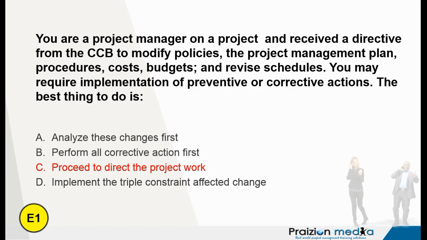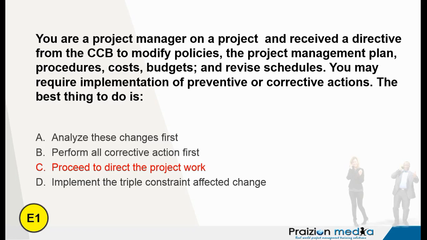It says perform all corrective action first. Well, you can't categorically say that. You don't know which one you should do first, and you can't categorically say that because it's still hazy in the question. How do I know that I shouldn't do preventive action first? It's a bit subjective. And D says implement the triple constraint affected change. Doesn't really make much sense. It doesn't really tell me enough. And how do I know it's triple constraint affected? It's kind of loose.